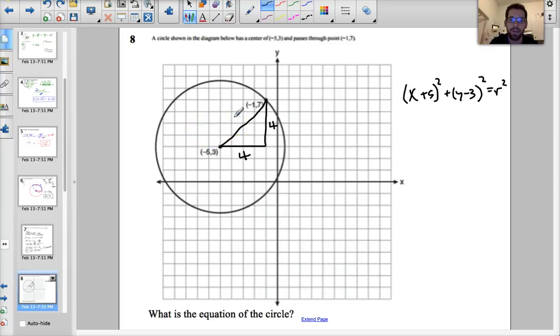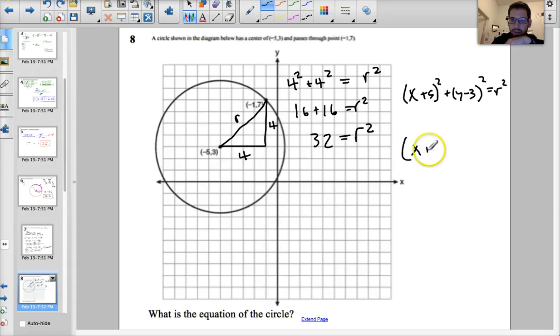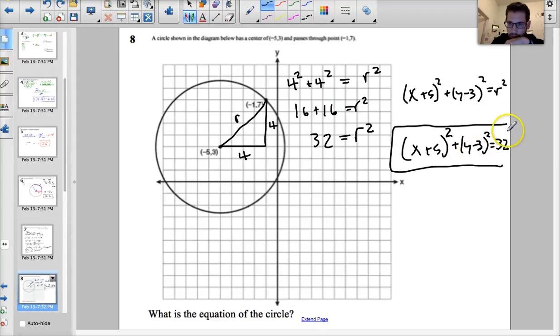So I can set up a Pythagorean theorem thing. This is my radius, so I can say 4 squared plus 4 squared equals the radius squared. So hey, once I know what 4 squared plus 4 squared is, I will have my radius squared. 4 squared is 16, so I get 16 plus 16 equals r squared, or 32 equals r squared, so then I can just substitute that in. So I get x plus 5 squared plus y minus 3 squared equals 32. And that is my final answer for this.